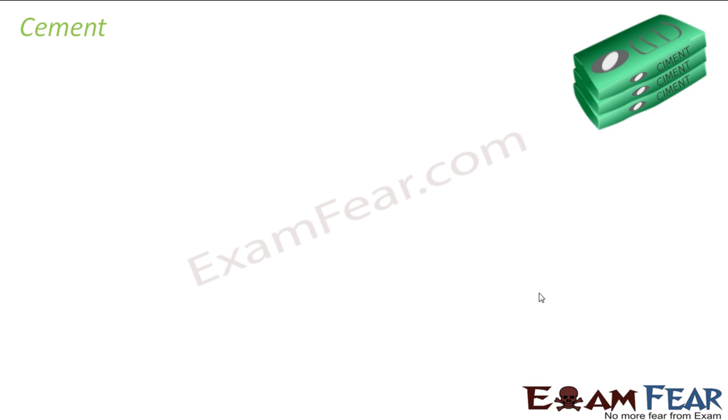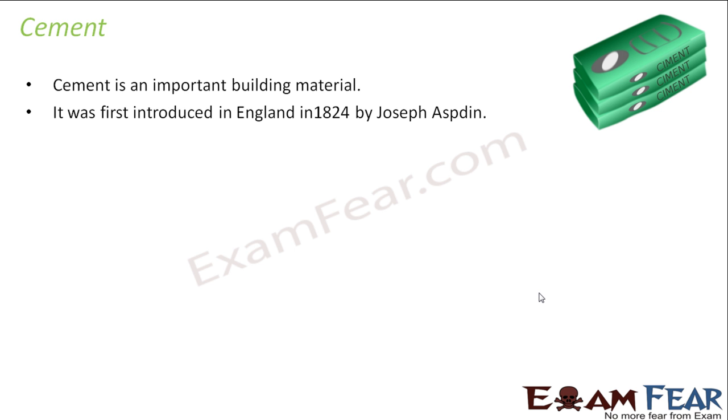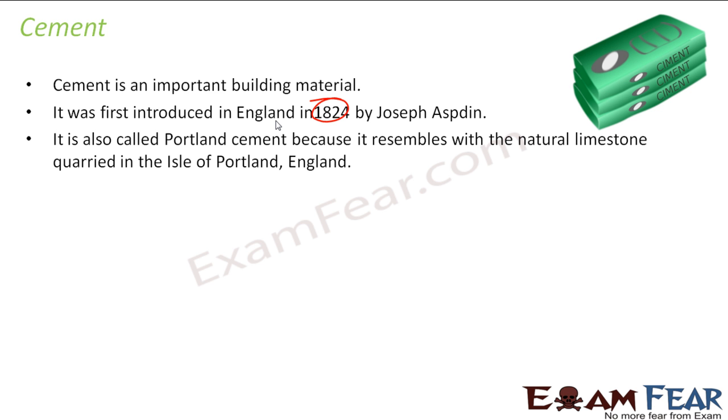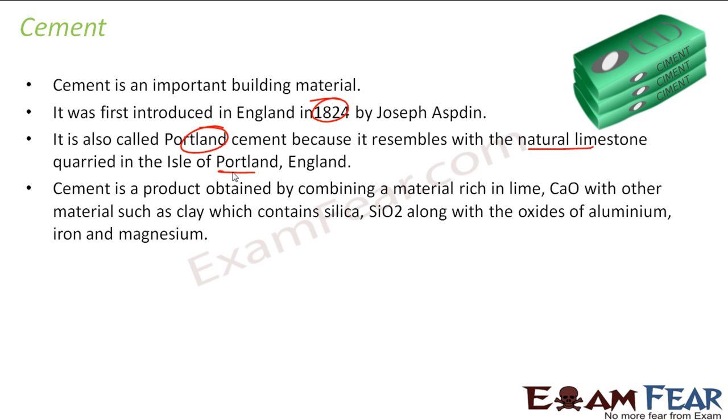So let's talk about cement now. Cement is also a critical thing we use in our daily life. In the construction of houses, we use cement, and that is generally made from the group 2 alkaline earth metals. As I told, it's an important building material, and it was prepared first in England by Joseph Aspdin. It's also called Portland cement because its look and feel is similar to the natural limestone from Portland in England.